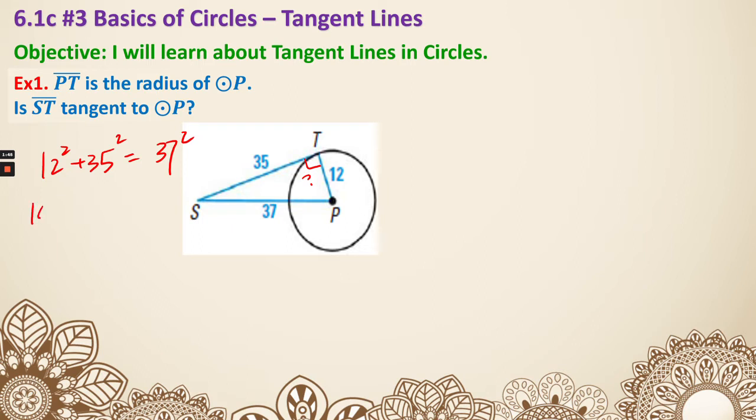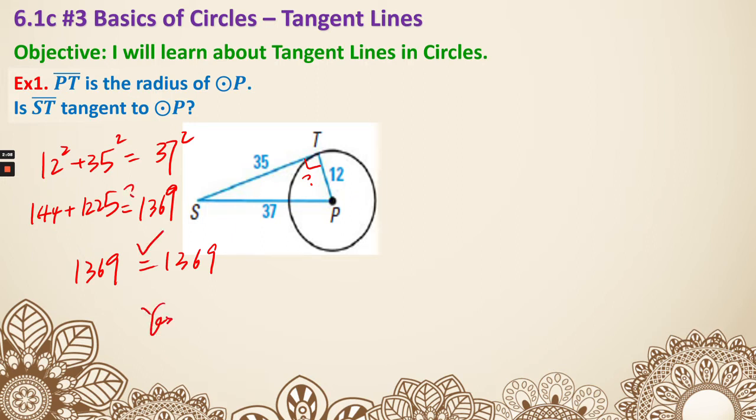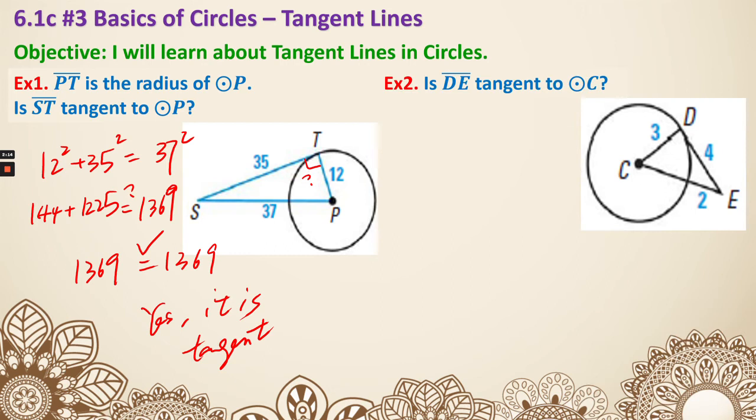12 squared is 144, and 35 squared is 1225, and 37 squared is 1369. If you look at the left side, 1369, and the right side is 1369. That means yes, it does work. We were just checking, and yes, it is tangent. That's example 1.